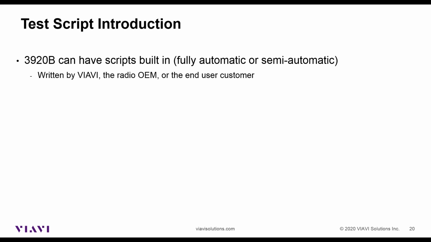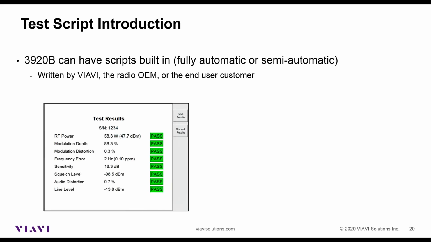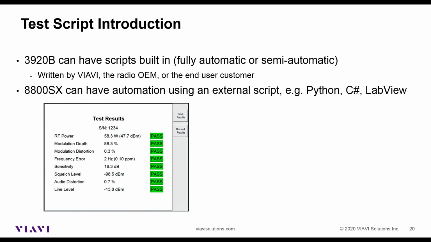Some of those are written by ourselves and approved by the radio OEMs. Some are written by the OEMs, and some are written by the end users. So here's an example of one test for an AM radio, for an airband radio, for example, which is fully automatic and built into the test set.